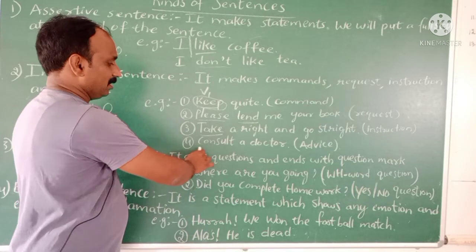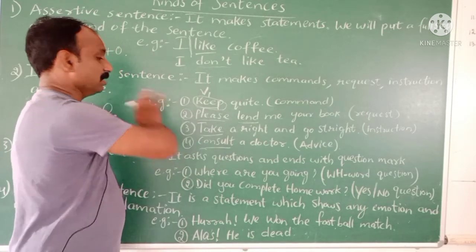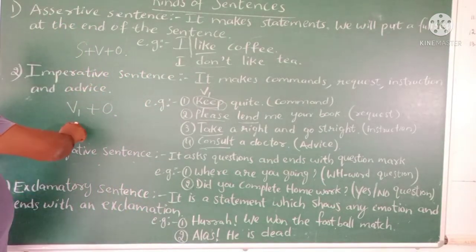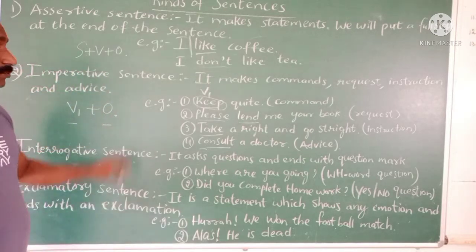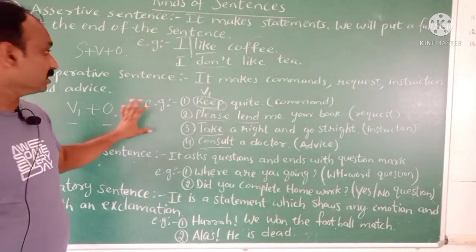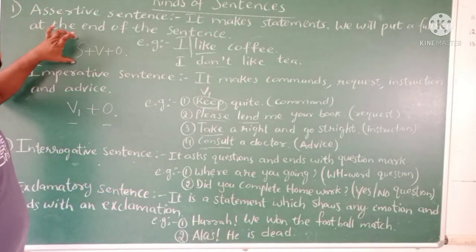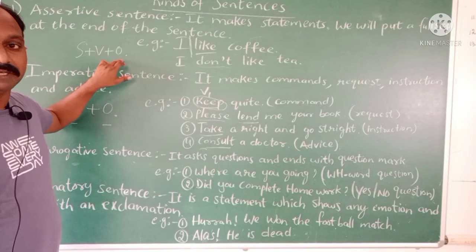And next one here, consult a doctor. Here this is also verb 1. All these imperative sentences will have this structure, starting with verb 1 and object, finally ending with a full stop. So the difference between assertive sentence and the imperative sentence is clear, I think. So assertive sentence begins with the subject. In the subject, noun or pronoun will be there, and then verb, after verb object will be there, and it ends with a full stop.